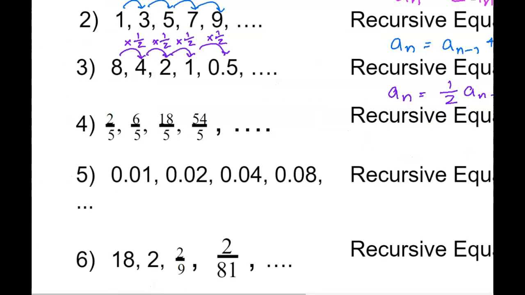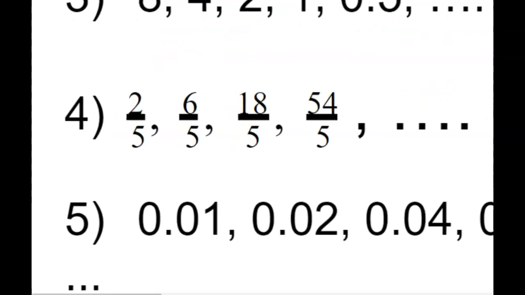So what pattern did you identify, Savannah? What did you notice we're multiplying by each time? Just look at the numerators. What times 2 gives you 3? I'm sorry. What times 2 gives you 6? Three. So we're multiplying by 3 every time.